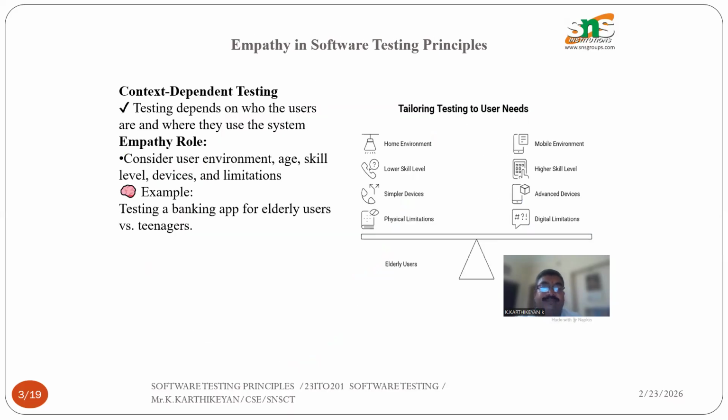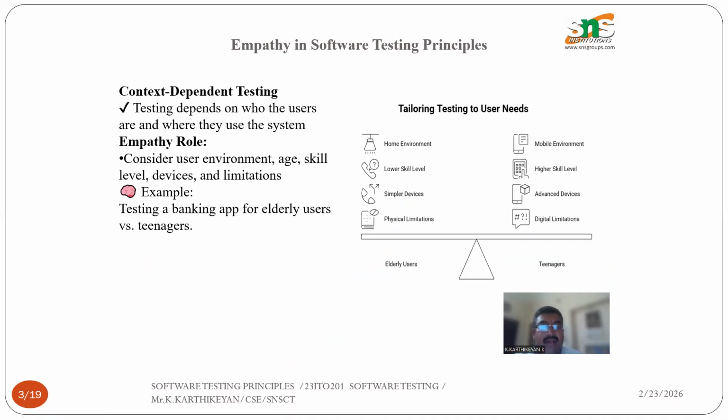So we have using empathy in software testing principles. Based on elderly users or teenagers, you can compare this tailoring of testing to user needs. For example, for the elderly: home environment, lower skill level, or similar devices, with physical limitations. But for a teenager: mobile environment, high skill level, advanced devices, and digital limitations in the process.